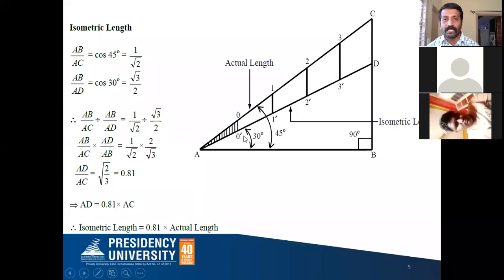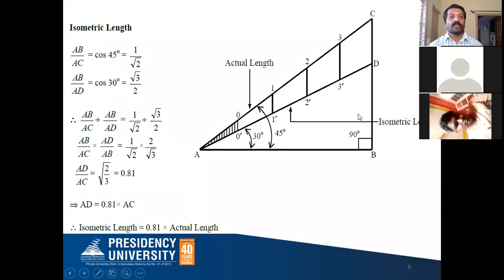These two triangles you can see, ABD is one right angle triangle and ABC is one more right angle triangle. So I'll take cos theta in both of these triangles, cos 30 and cos 45. Cos 30 I'll take in triangle ABD, and cos 45 in triangle ABC. What is cos theta? Adjacent by hypotenuse. For triangle ABD, adjacent is AB and hypotenuse is AD. For triangle ABC, adjacent is AB and hypotenuse is AC.